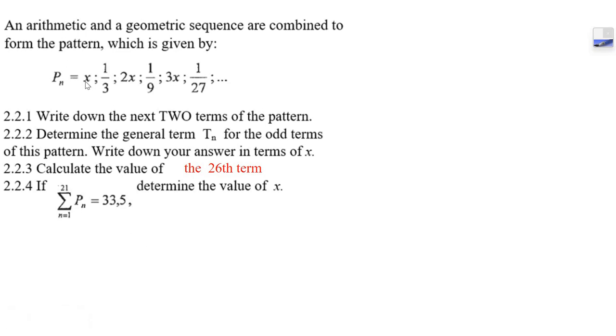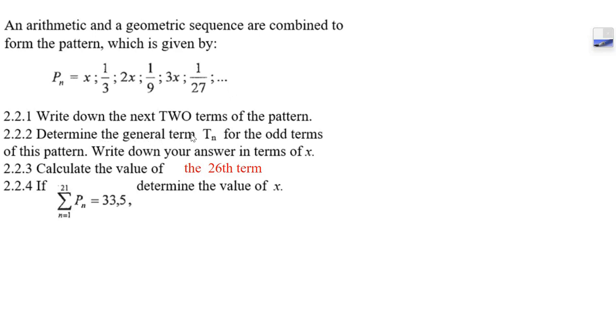Anyways, it says this is an arithmetic sequence and a geometric sequence, and they form a pattern. So x and then a third, 2x and then a ninth, 3x and then 1/27. Well, it looks like the odd terms are going up by x, and the even terms are being multiplied by 1 over 3. Well, if that's true, the next term for the odd ones, the arithmetic one, must be 4x. And if I multiply by 1 over 3 again, I must get 1 over 81. Well, that's not too bad.